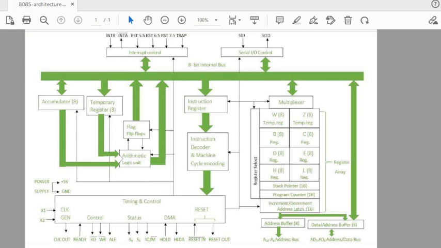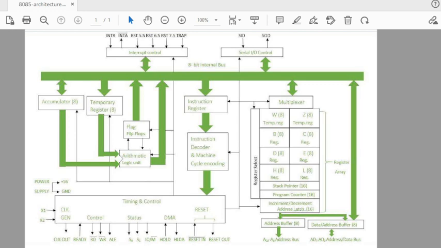Then there is arithmetic and logic unit which performs the arithmetic and logic operation. Remember that in addition with the arithmetic operations, that is your addition, subtraction, multiplication, it also performs the logic operation, and logic operations are and, or, not, and XOR, out of which XOR is the main logic operation. Then there is a timing and control unit. Timing and control unit provides the timing signals and control signals to the microprocessor.